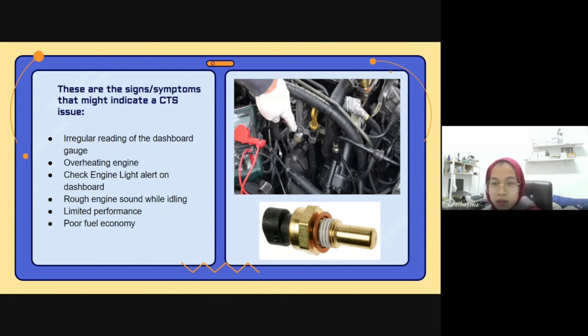So this is where your coolant temperature sensor is located in the car. You can open the hood of your engine and search for it on your own. And this is how it actually looks like.